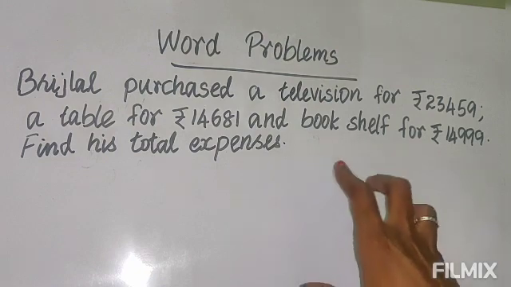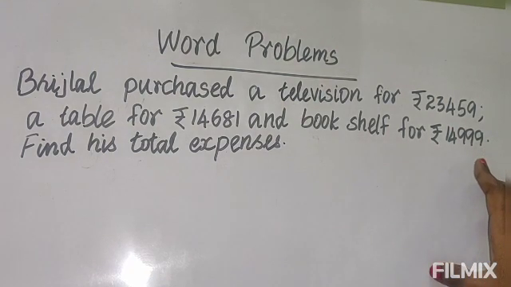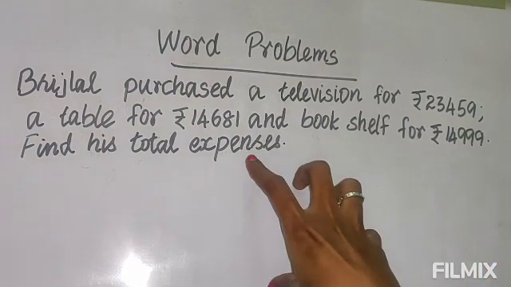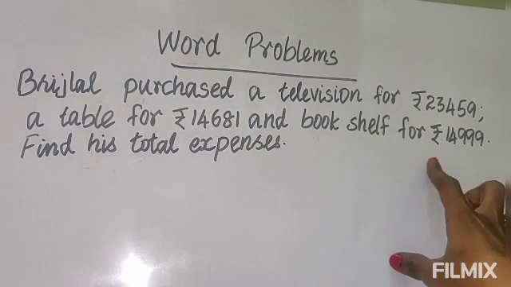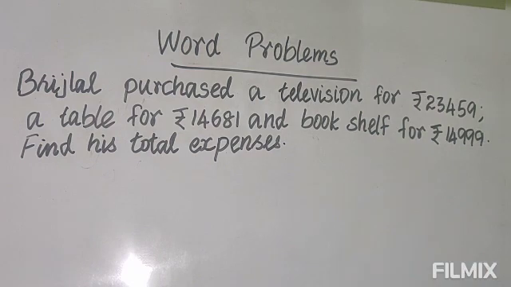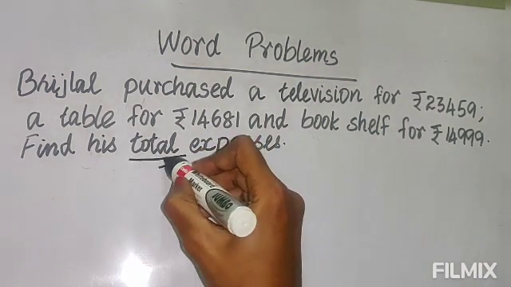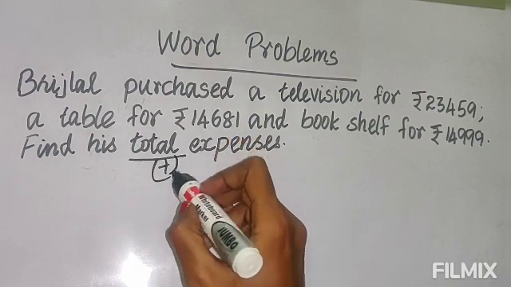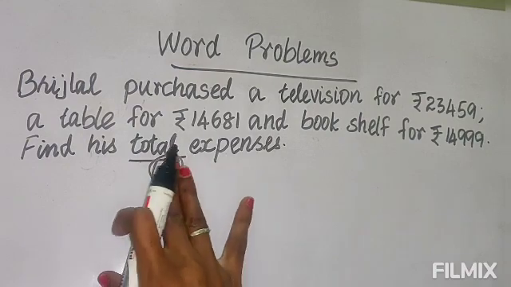Brijlal purchased a television for rupees 23,459, a table for rupees 14,681, and a bookshelf for rupees 14,999. Find his total expenses. Okay, so this is the keyword for addition. Total is a keyword for addition. Always you must remember, if total comes, you have to add.